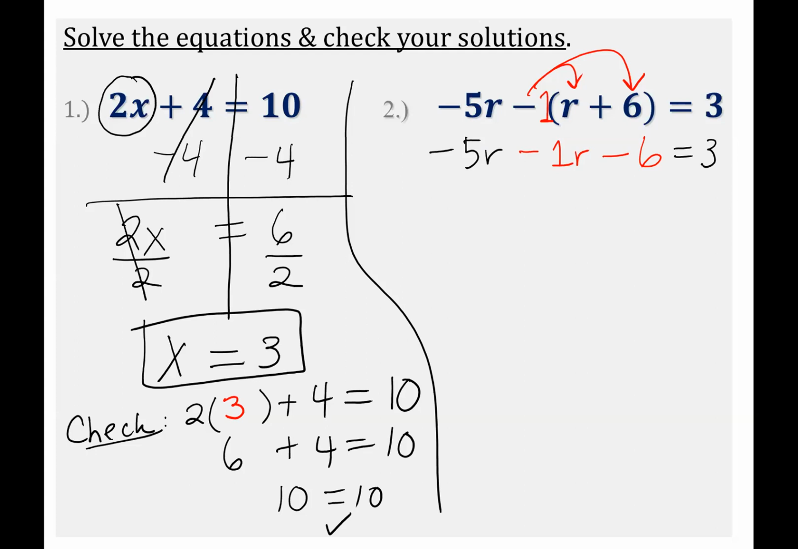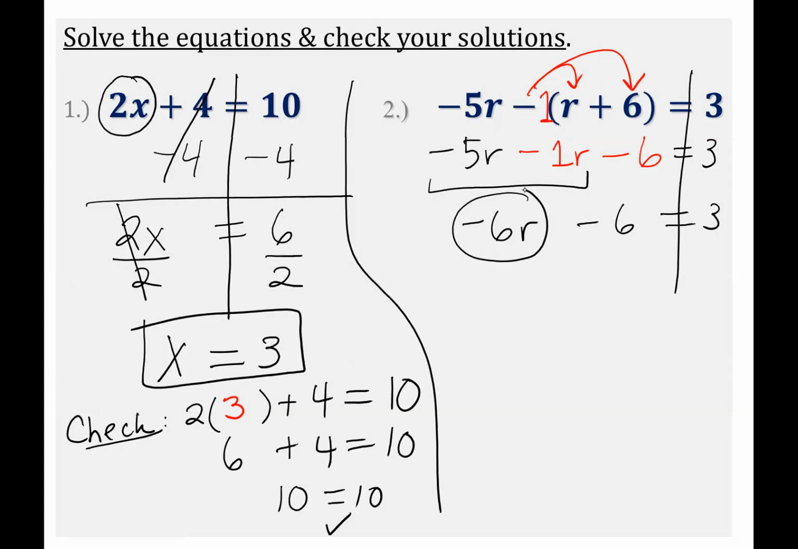Now we will combine like terms. The like terms on the same side of the equal sign are the r terms. -5r minus 1r. -5 minus 1 is -6, so I'm writing -6r. So here's where we are next. -6r minus 6 equals 3. Okay, -6r minus 6 equals 3. So now I'm going to start isolating the r. All right, so remember last time how I circled the 2x? Now I'm going to circle the -6r. Isolate that term.